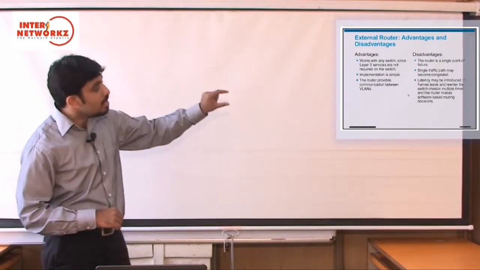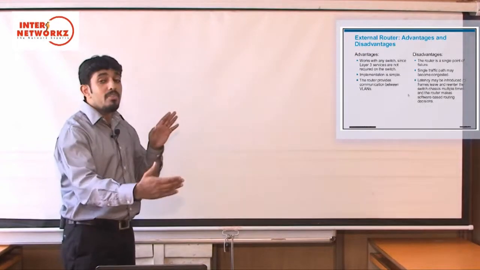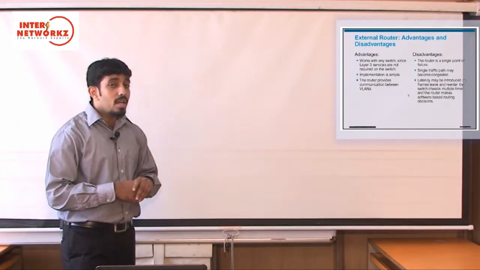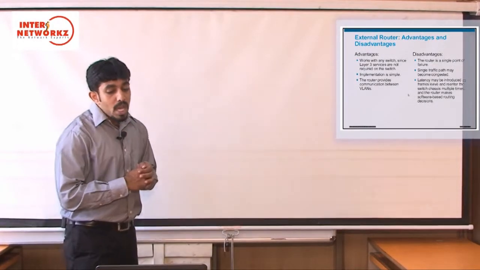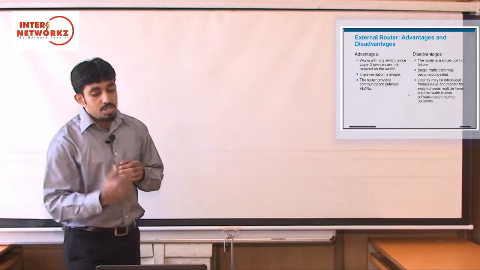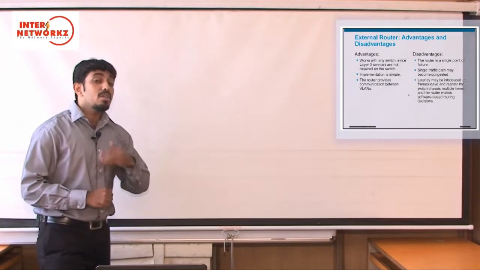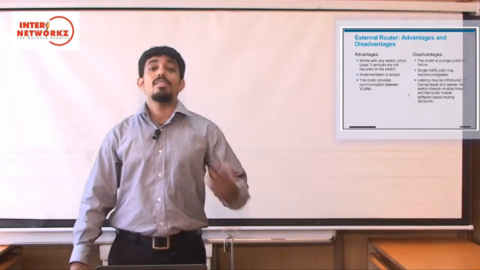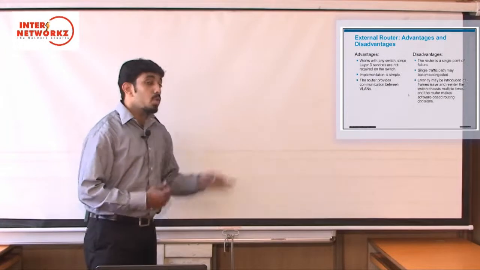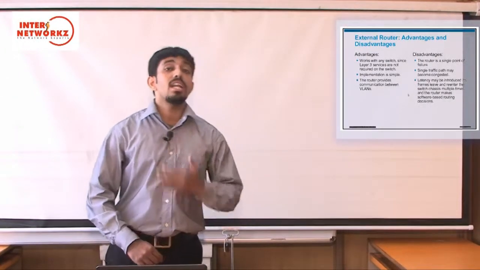Why? Because you have a single interface which is 100 Mbps or 1 gig. If it is subdivided into multiple VLANs, all the bandwidth will be divided, so latency comes into the picture. Also, a router makes its routing decision based on software, whereas a switch makes a hardware-based decision, so the router is much slower than a switch.